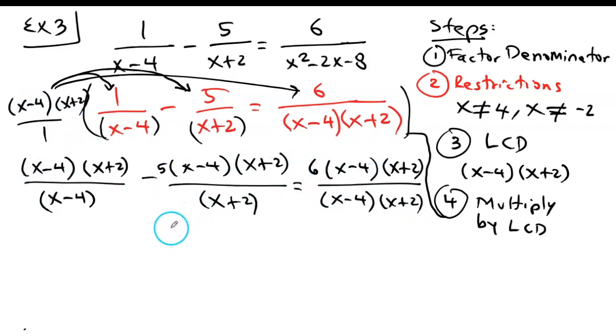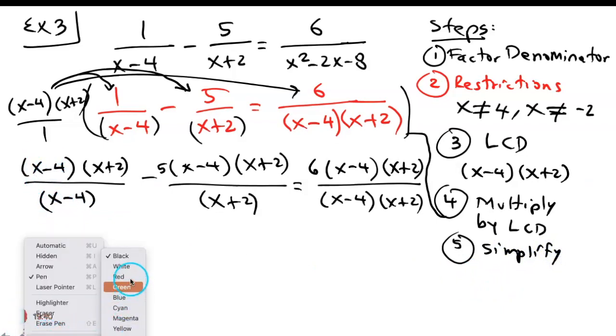Once I have this, what was the idea? The idea of multiplying by my LCD was to cancel the denominators. So right now, step number 5, I'm simplifying my common factors, meaning something from the top and something from the bottom. Let's get some red over here.